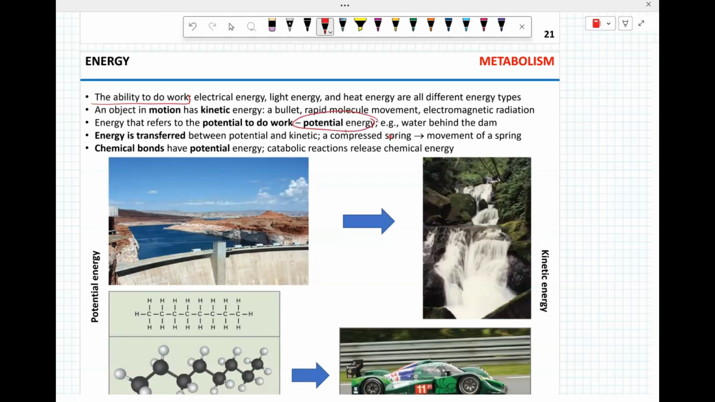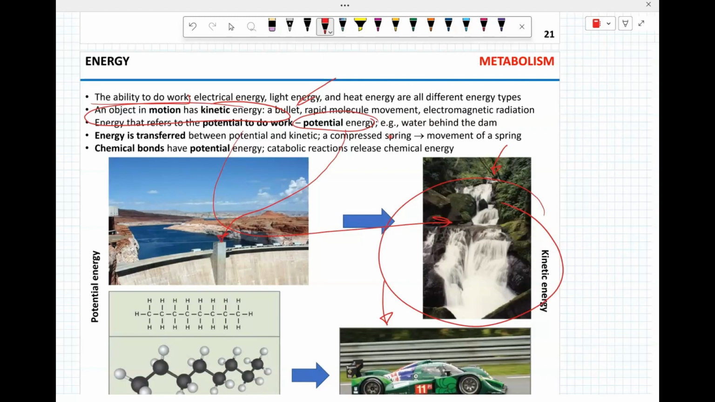Potential energy, illustrated by this water behind the dam, refers to the potential of the object to do work. This water doesn't do anything, it just stays behind the dam. But if this dam is opened, then this water will start moving. That movement, that object in motion, has kinetic energy. A car, moving water, a flying bullet. All of these objects have kinetic energy.